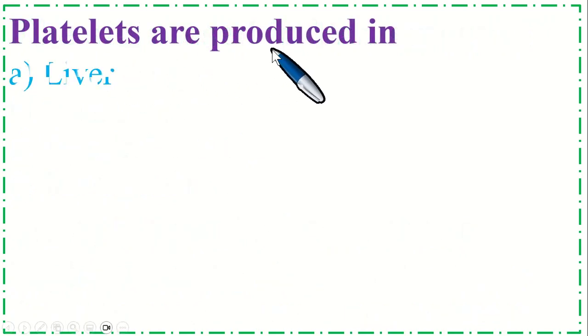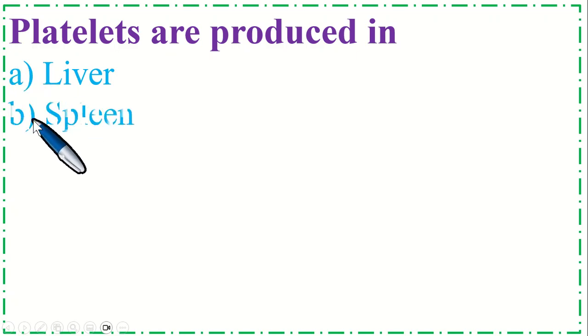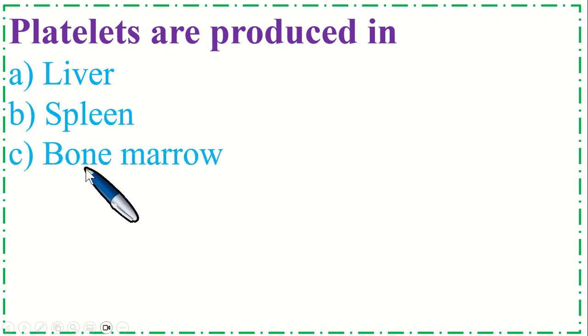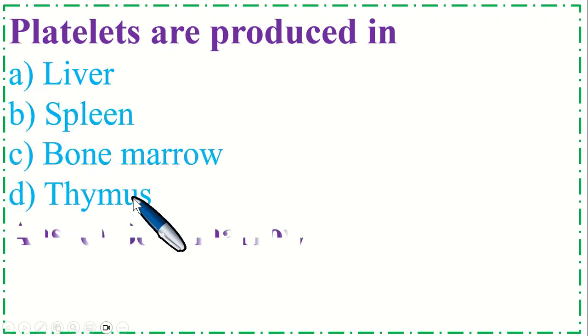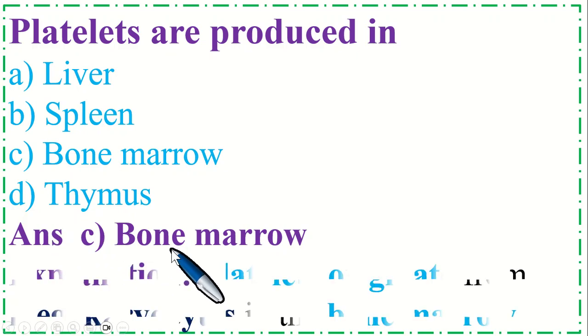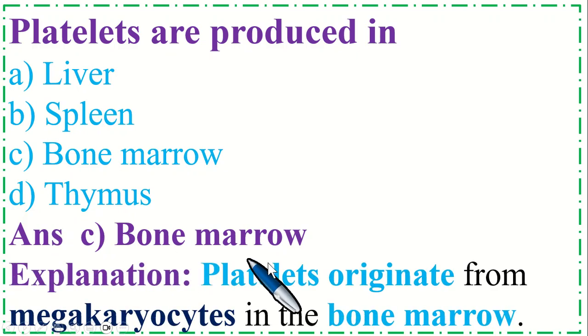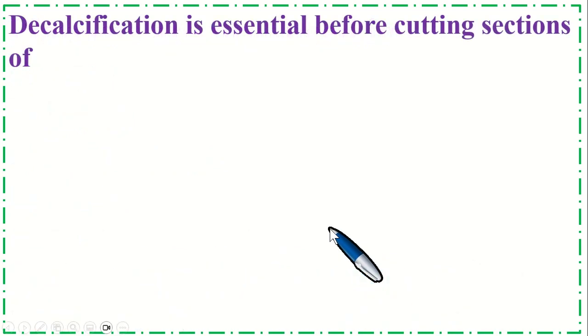Platelets are produced in option A liver, B spleen, C bone marrow, and option D thymus. So the correct option is C, bone marrow. Platelets originate from megakaryocytes in the bone marrow. This is so important in MCQs.